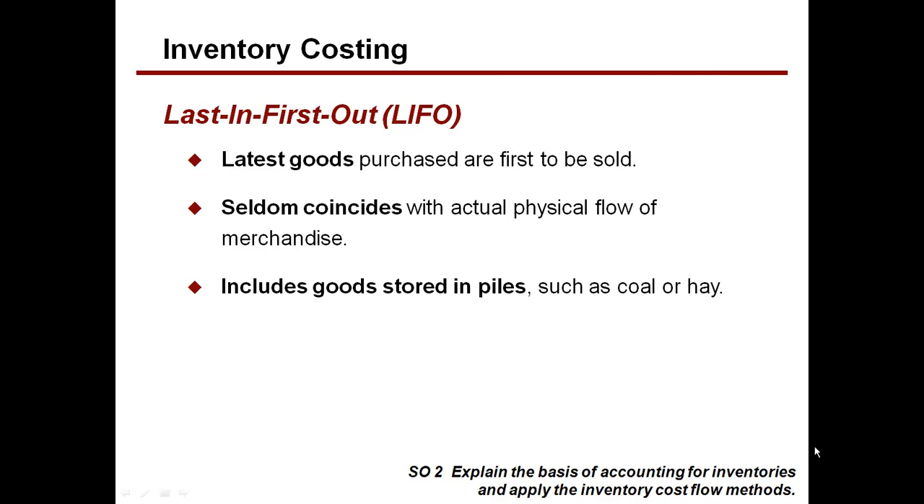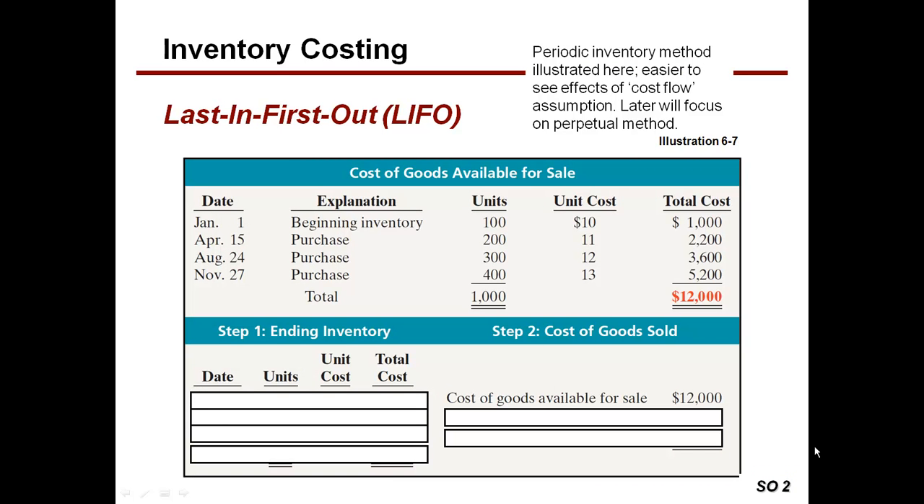Moving to the last in, first out method, the latest goods purchased are assumed to be the first sold. Again, this seldom coincides with the actual physical flow of merchandise, but that is irrelevant. We're making an assumption here and just being consistent. Under the LIFO method, we assume that the most recent purchases, November 27th, August 24th, comprise the units sold, and the earlier purchases remain in inventory.